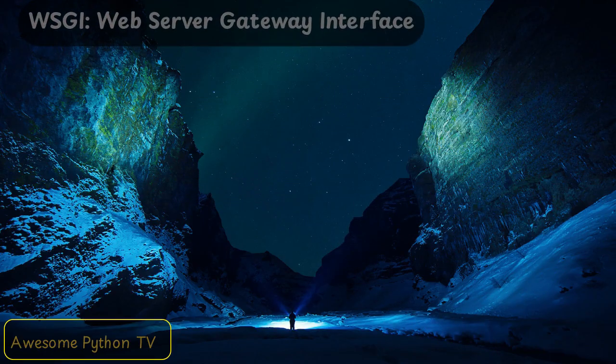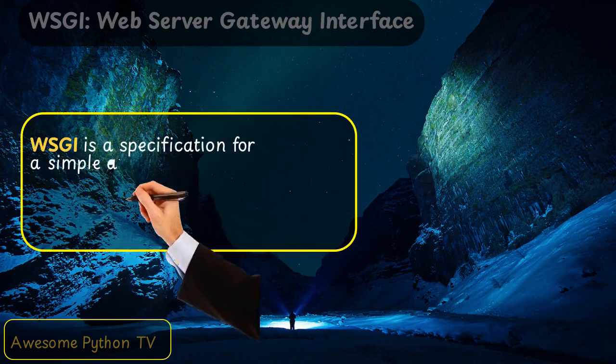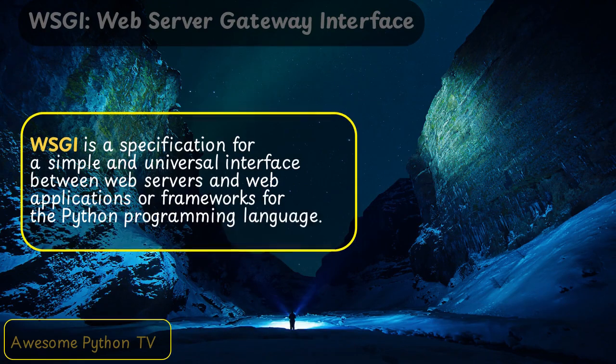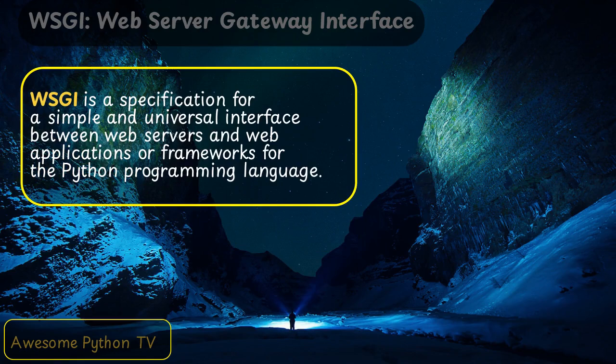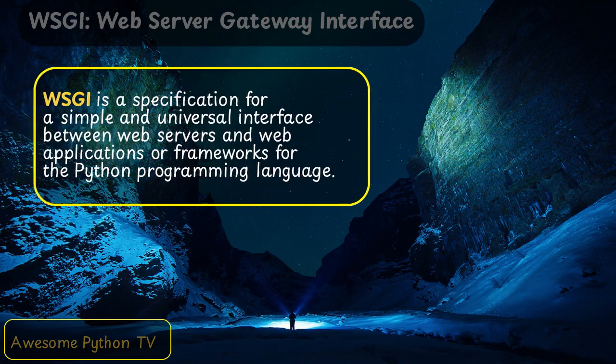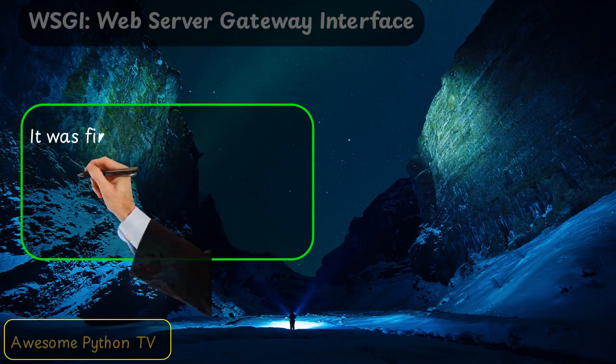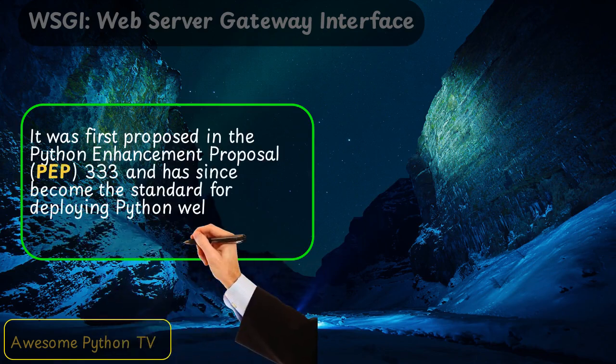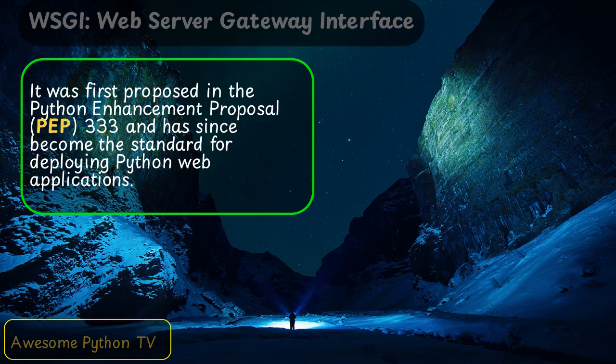WSGI, Web Server Gateway Interface. WSGI is a specification for a simple and universal interface between web servers and web applications or frameworks for the Python programming language. It was first proposed in the Python Enhancement Proposal, PEP 333, and has since become the standard for deploying Python web applications.